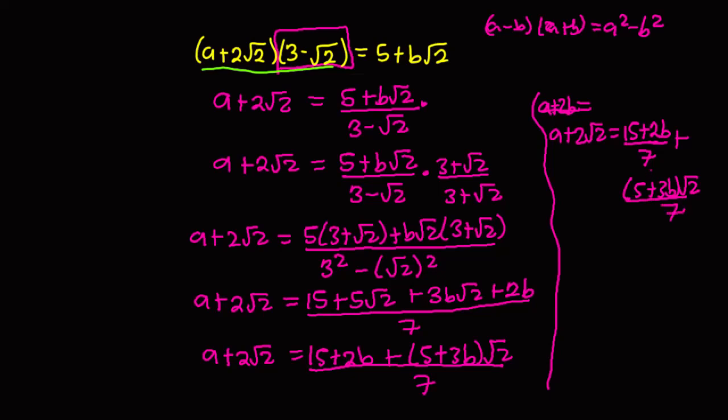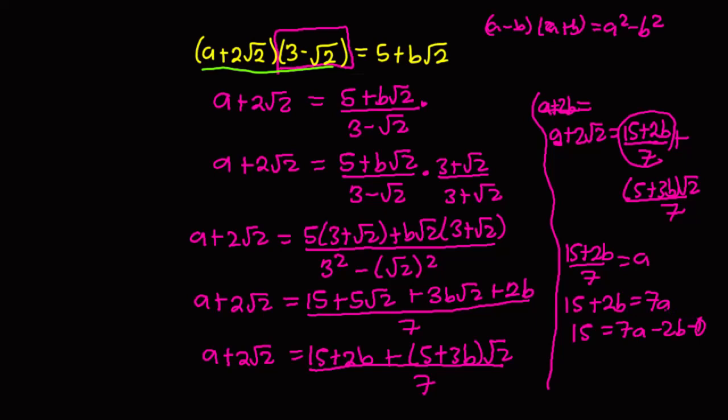So going by that, you realize that this carries no surd and a also carries no surd. So we can say that 15 plus 2b all on 7 is equal to a. And so let's group like terms. So this will give us 15 plus 2b is equal to 7a. So meaning that we are going to get 15 equals 7a minus 2b. So let's note this as equation 1.